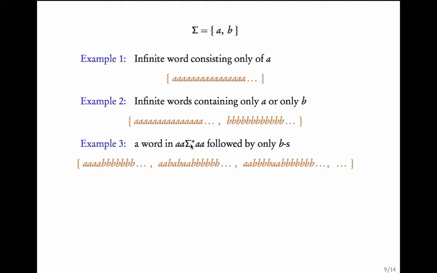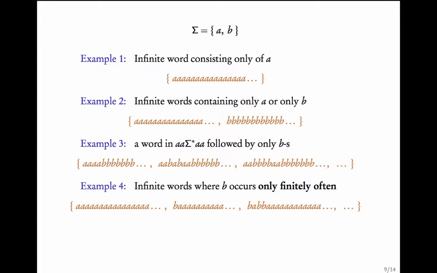So sigma is just A plus B. So the sigma star will also include epsilon, and AA would give us the word AAAA followed by only B's. Another example would be AA, BAB, AA. So this is a word in this regular expression followed by only B's. Similarly, AA, BB, AA. So this is the prefix followed only by B's. And so on. There are many words. So each of them is an infinite word, and there are infinitely many such words. This is one language over infinite words.